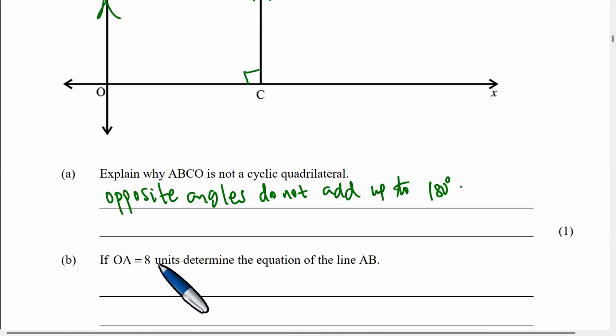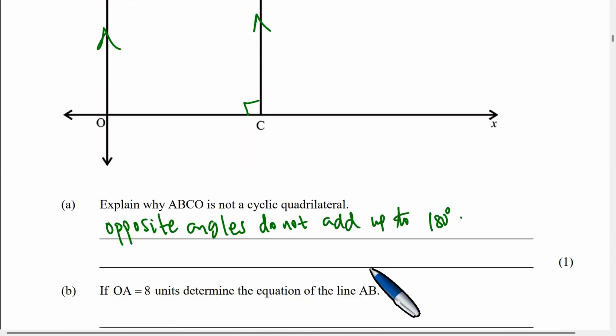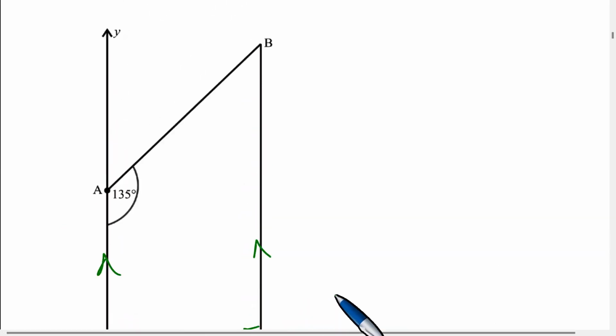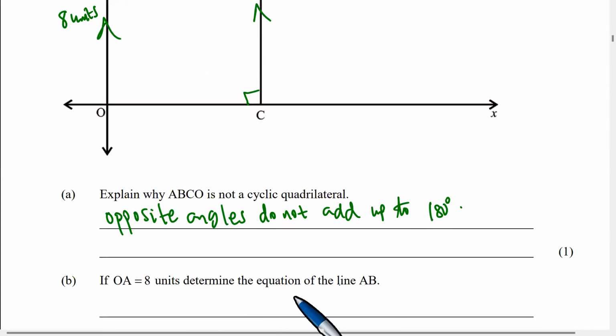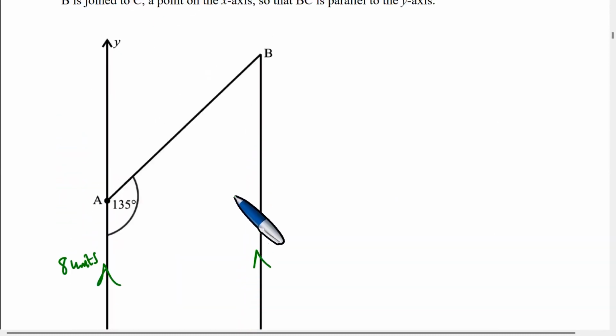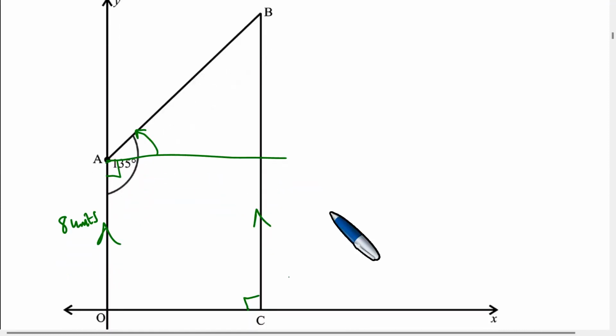Next question. If OA is 8 units, determine the equation of line AB. OA is 8 units. Right, so if we have OA and OA is actually 8 units, we need to find the equation of line AB. An interesting question though. So now the question becomes, what is the angle of inclination of this line with regards to the horizontal? You need to partition like this, and therefore be able to measure the angle from here to here. Obviously, this will take the position of the x-axis, so that this angle is 90 and this is 45.